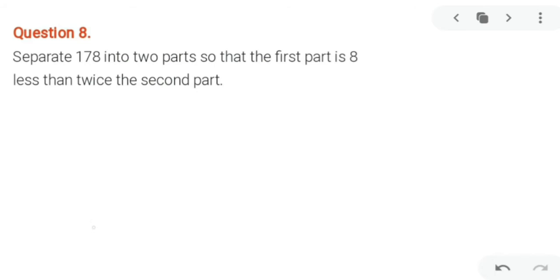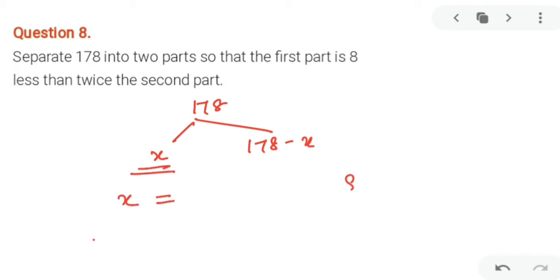Okay. Next problem number 8, you have to separate 178 in two parts. आपको 178 को two parts में separate करना है. अगर आप एक x रख रहे हो तो next will be 178 minus x. Correct? Yes. And according to the statement, it says that your first part is 8 less than twice the second part. So can I take first part x is equal to 8 less than twice the second part? Can I make the equation like this? Yes. Now open the bracket.